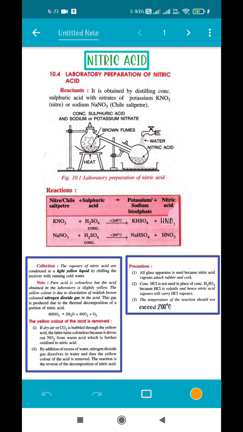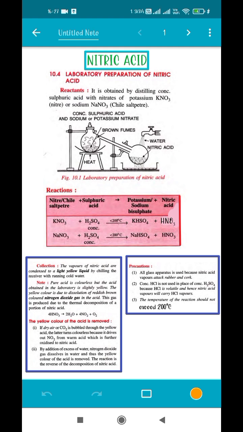So cooling is done by using this tap. The pure acid is actually colorless, but the acid which is obtained in the laboratory has a slightly yellowish color. It is because a few molecules of HNO3 start thermal decomposition. It breaks up into water, nitrogen dioxide and oxygen. Because of this nitrogen dioxide, we get this yellowish color, but it can be removed. If we add a little more water in the acid, then this yellowish color will be removed.